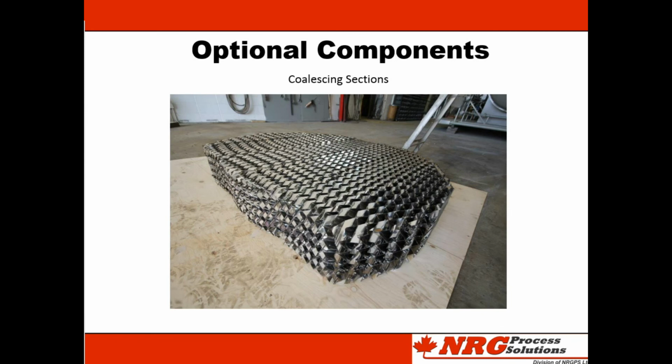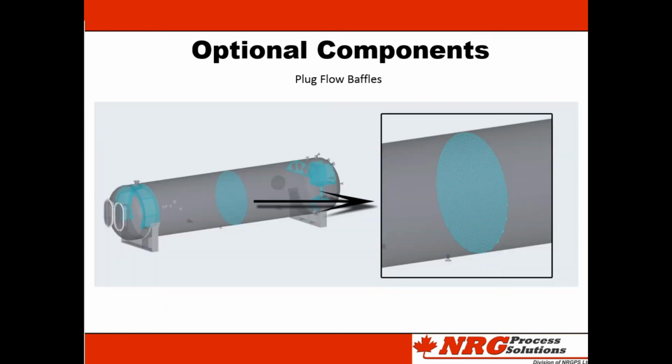Coalescing sections are installed so that when the emulsion flows through them, it promotes water droplet formation and decreases the required retention time. Plug flow baffles are a type of weir plate installed in the vessel. Due to the way the emulsion interacts with it, it can promote a more linear flow path. It is primarily installed in bucket treaters.